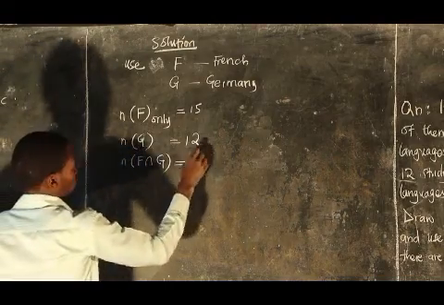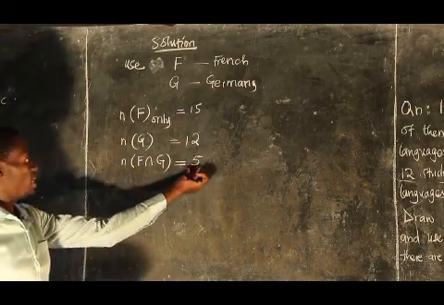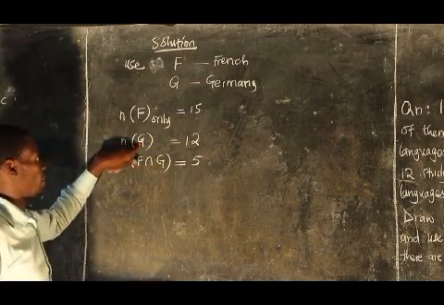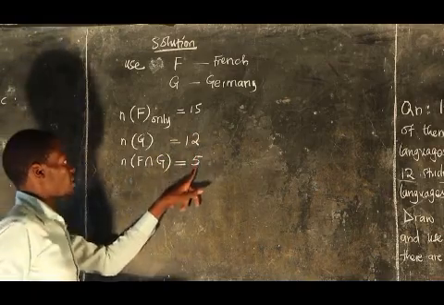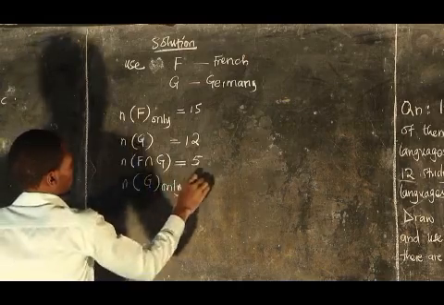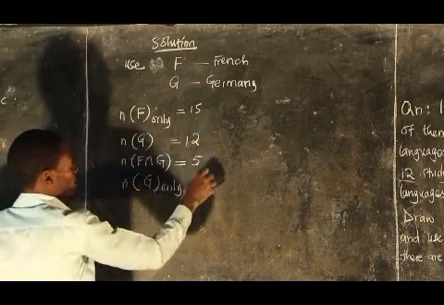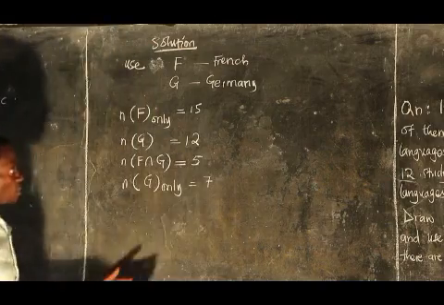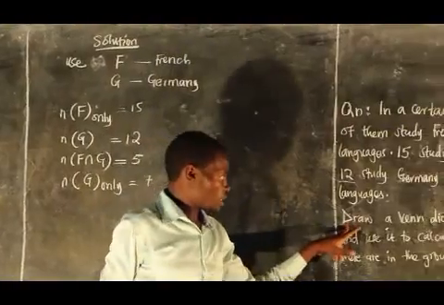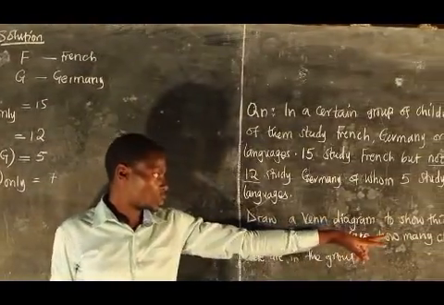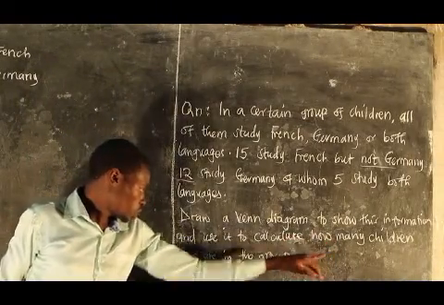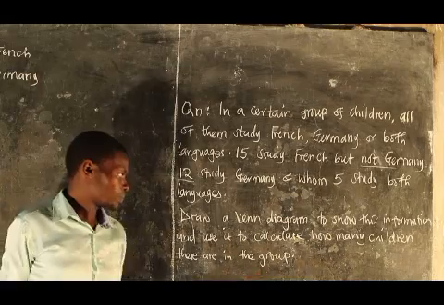There are only 5. It means you are going to get the number of those who study only one language, that's German only. We just get 12 minus 5. So the number of those that study German only is equal to 12 minus 5, which is 7. Now this is not the question, but we are just trying to collect data. The question is here. Draw a Venn diagram to show this information and use it to calculate how many children are in the group.